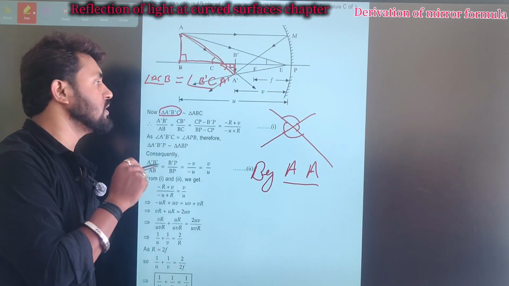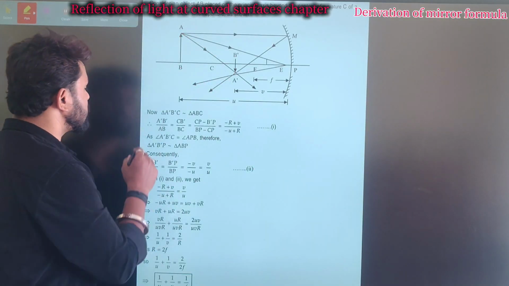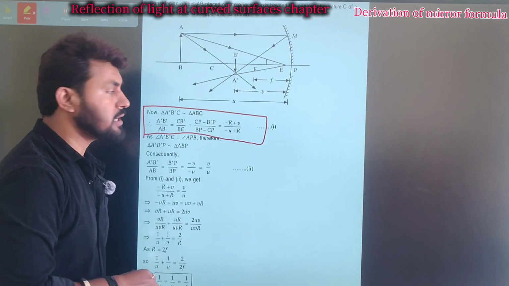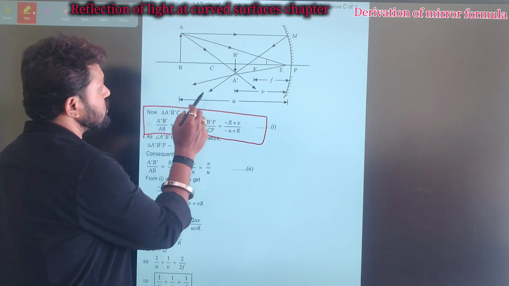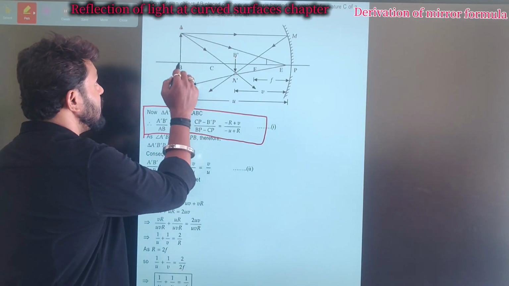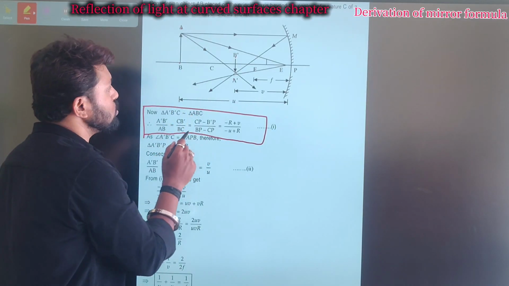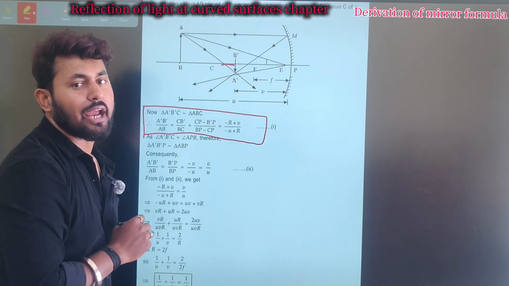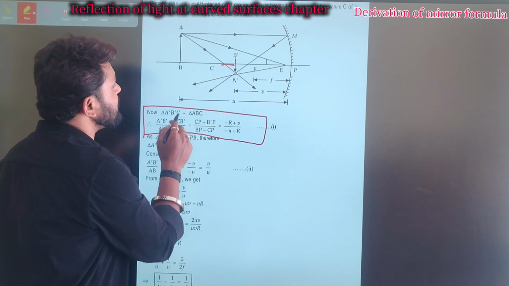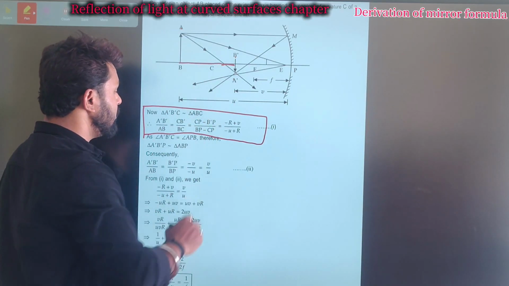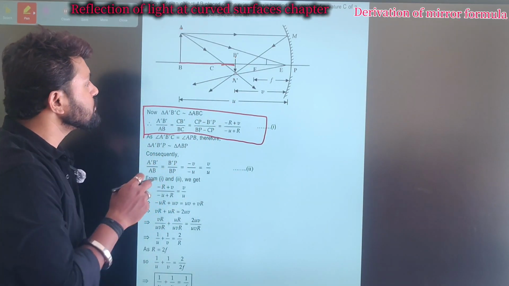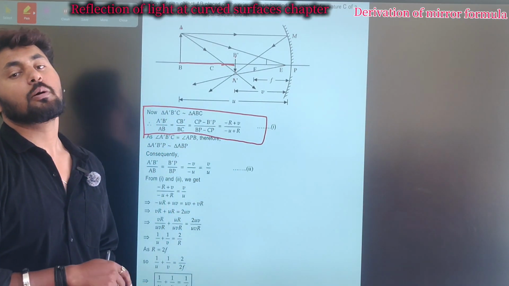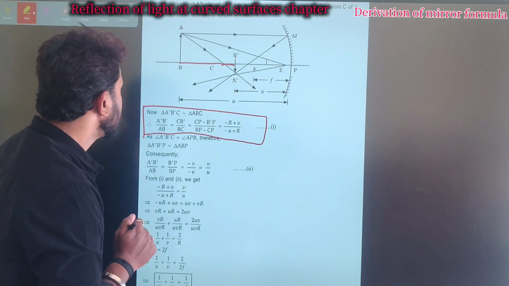So what am I taking over here? If you look at this equation, which is given over here, A dash B dash by AB is equal to CB dash, this is the side I am talking about, CB dash, and BC. Now if you look at this properly, you will get to know that.